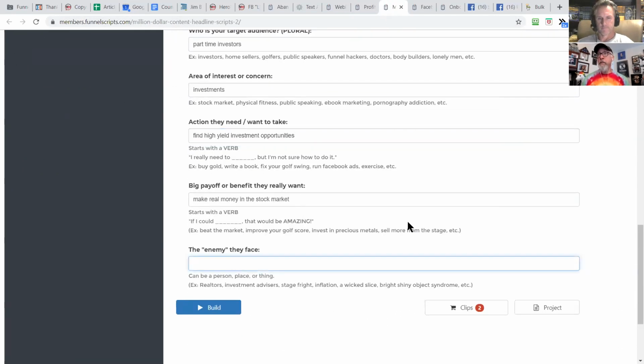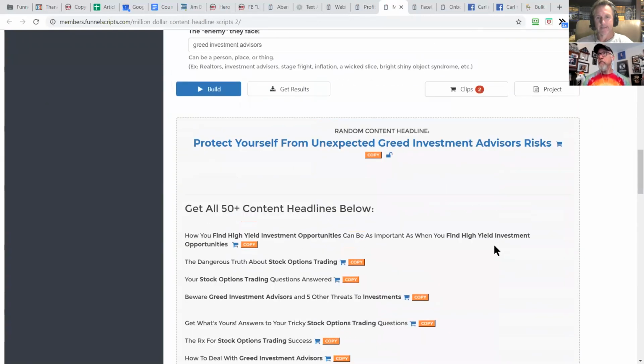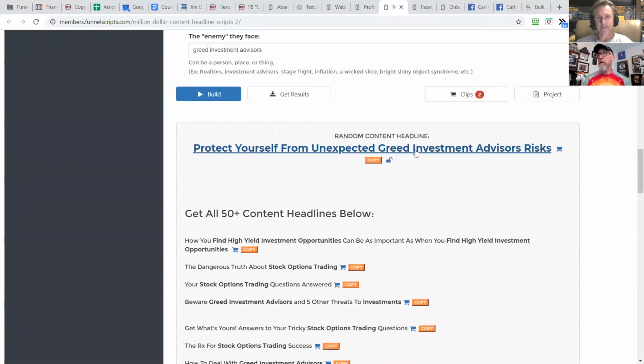And the enemy they face: greedy investment advisors. Greed, I'm not big on that. I'm not big on them. I'll probably just say advisor. Let's see: "How to make real money in the stock market with this big shift in stock options trading."